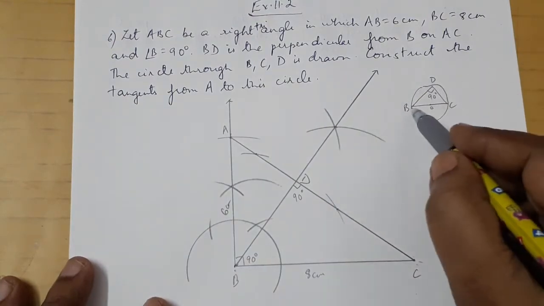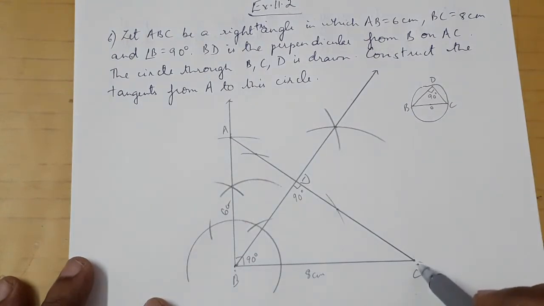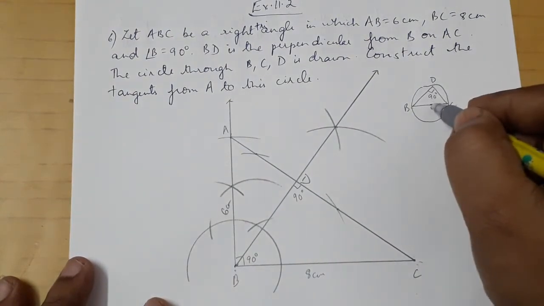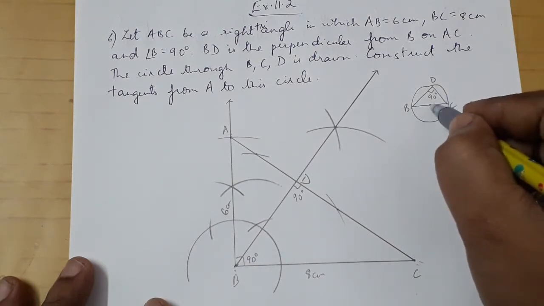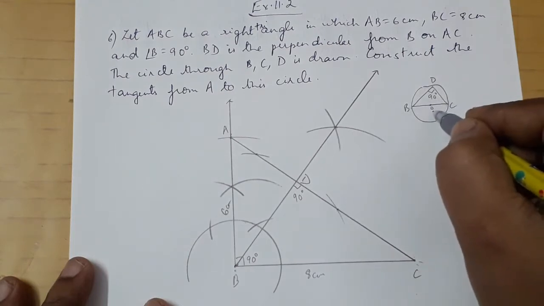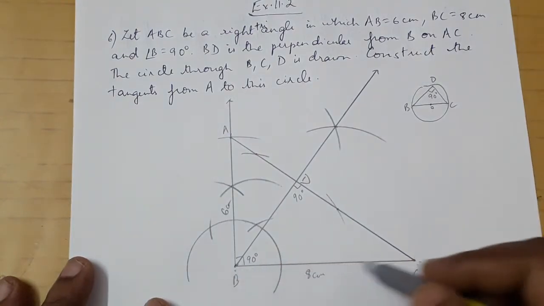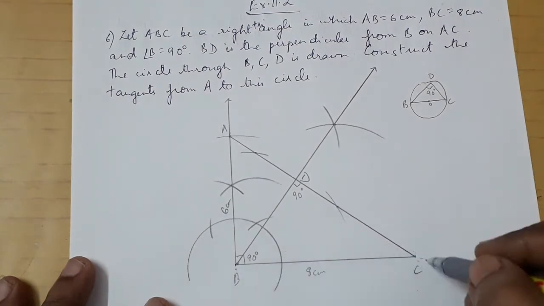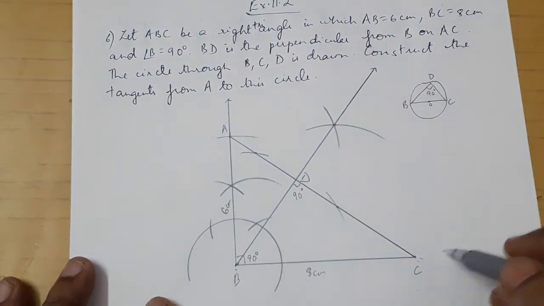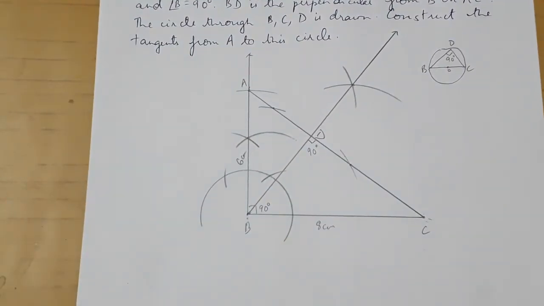In that case, what does BC become? BC will become the diameter, and that means half of BC will be the radius, right? And the midpoint of BC will become the center. So we need to find the midpoint of BC first in order to construct that circle. For that we'll draw a perpendicular bisector to BC, to get a midpoint, our center for the circle.